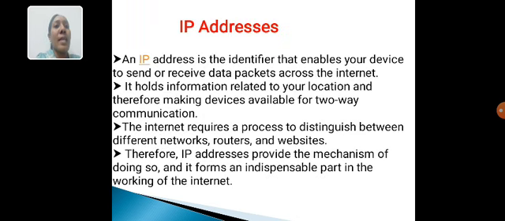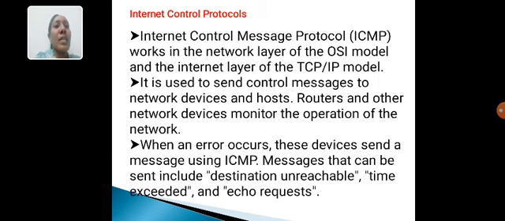IP addresses. An IP address is the identifier that enables your device to send or receive data packets across the internet. It holds information related to your location and thereby makes devices available for two-way communication. The internet requires a process to distinguish between different networks, routers, and websites. Therefore, IP addresses provide the mechanism for doing so, and they form an indispensable part in the working of the internet.